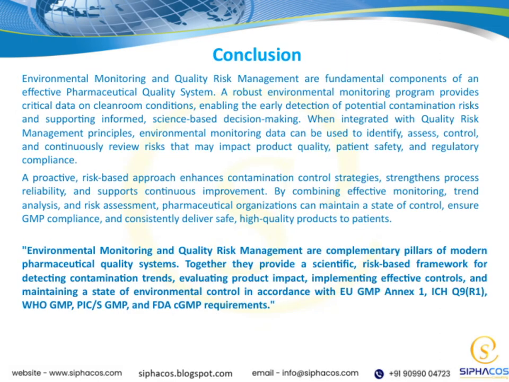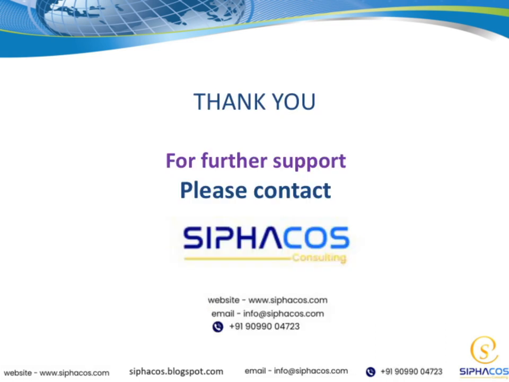Environmental monitoring and quality risk management work hand in hand as essential pillars in modern pharmaceutical quality systems. Together, they create a scientific, risk-based framework that helps us spot contamination trends early, evaluate their impact on products, and put effective controls in place. This approach keeps us aligned with key regulations like EU GMP Annex 1 and FDA CGMP. By integrating these two, we're able to maintain a controlled environment, make informed decisions, and continuously improve product quality and patient safety. That brings us to the end.